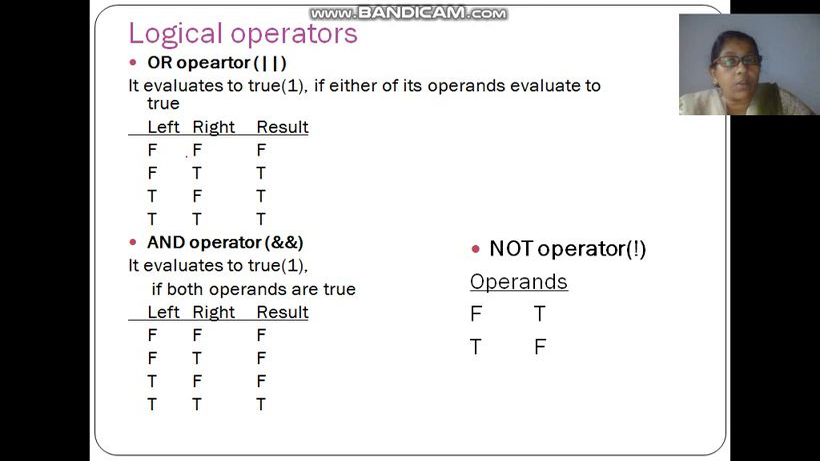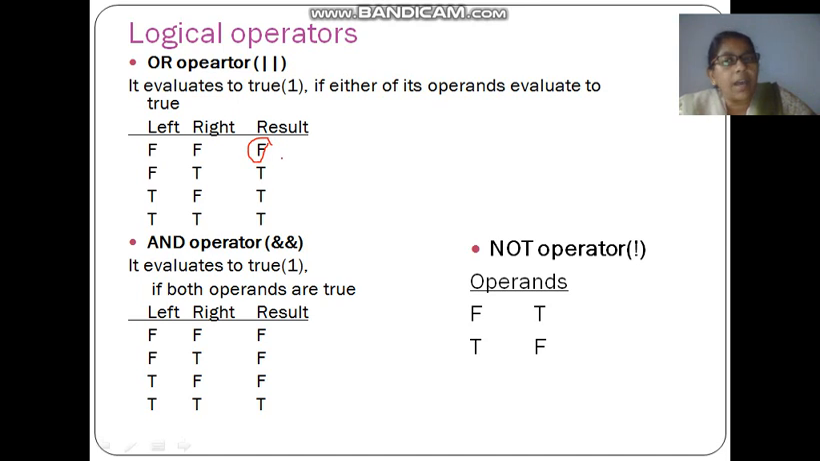False or false is false. False or true is true. True or false is true. True or true is also true. So when we look at the result, only in one case it becomes false: if both the left and right are false, then it generates false.